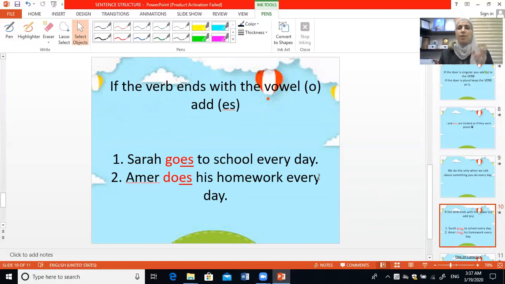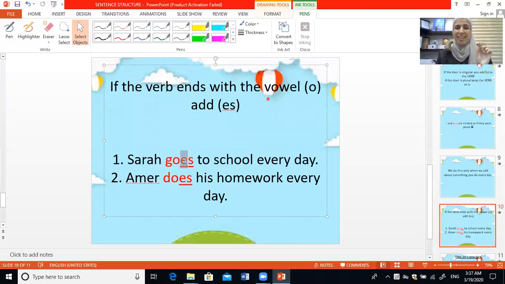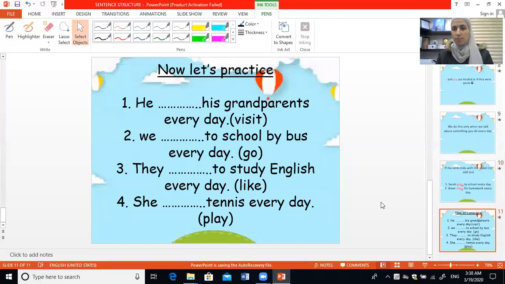Now, what if the verb ends with O? This is the only case that we have. If the verb ends with O, you need to put an E at the end of the verb. Like Sarah goes to school every day, you put an E before the S, between the vowel and the S. Goes. Amir does his homework every day. Same, does. Sarah is one, that's why we need an S, and we put the E here because you have an O. And Amir also is singular. That's why you need an S here. And you put the E because you have an O at the end of the word.